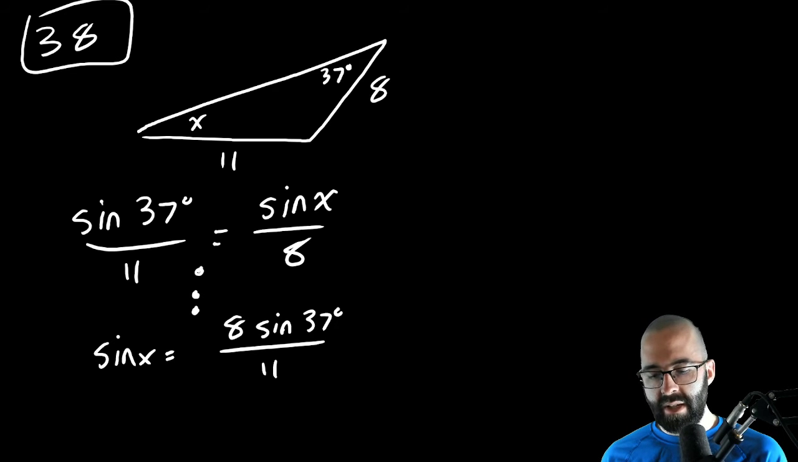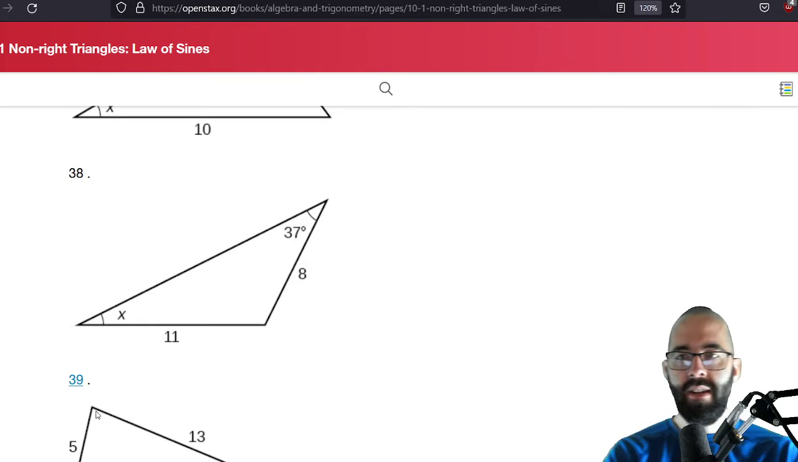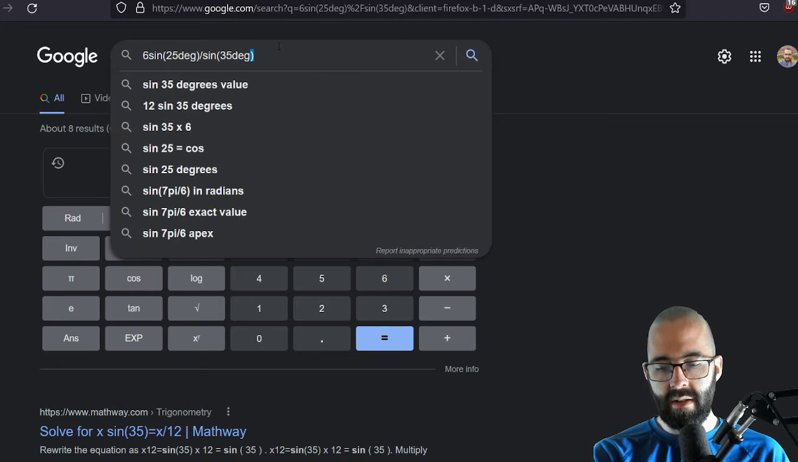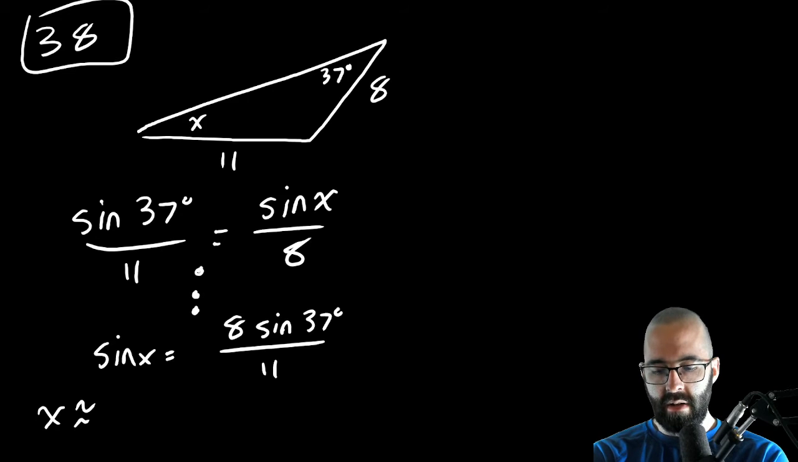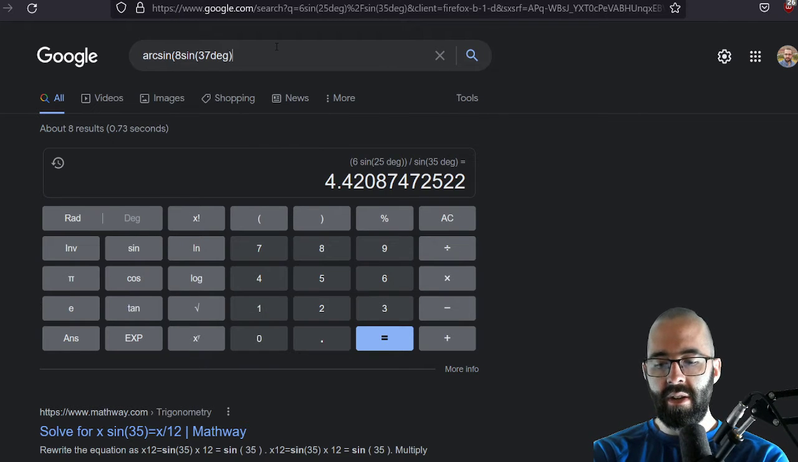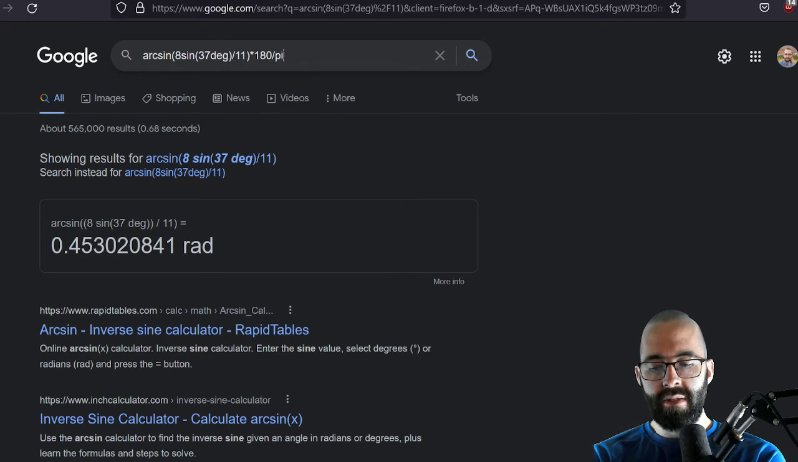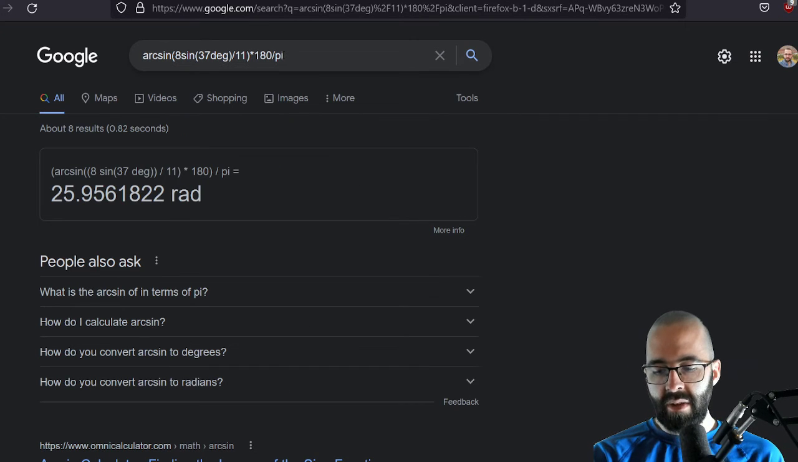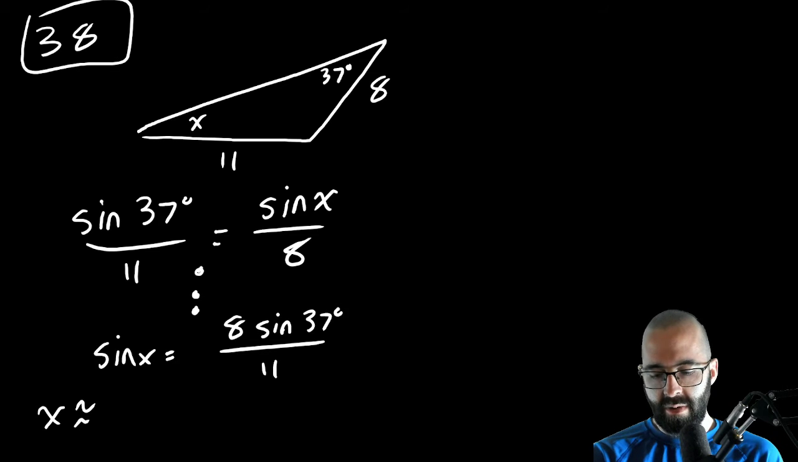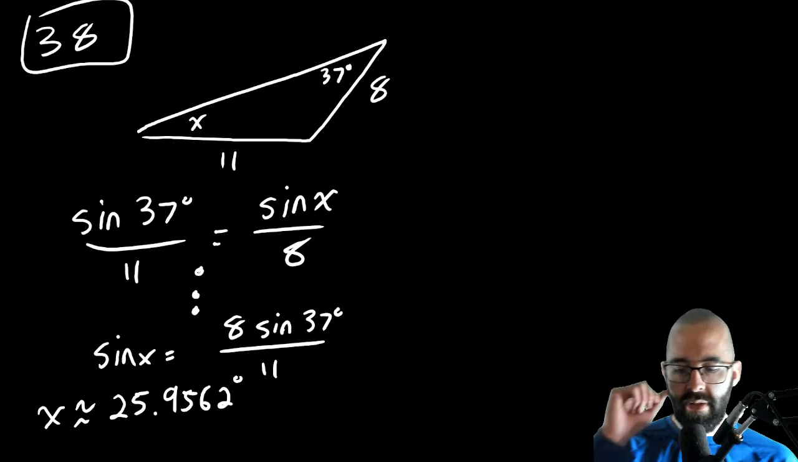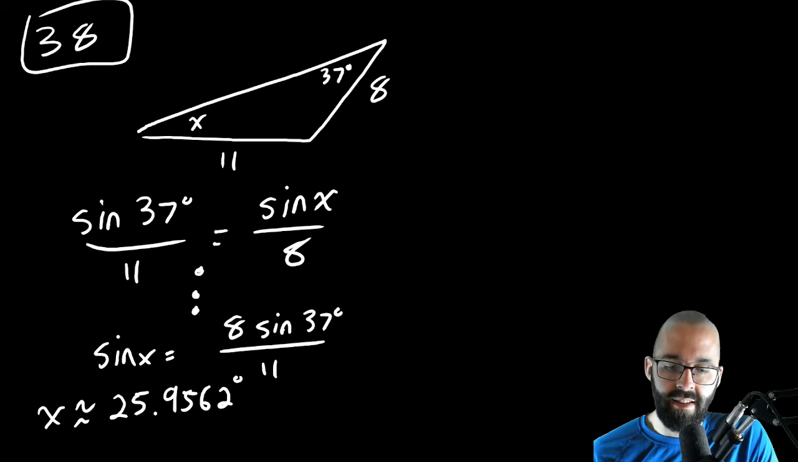We can evaluate this by taking the inverse sine. And there might be multiple. So x is going to be the inverse sine of that right-hand side. Eight times the sine of 37 degrees divided by 11. Like so. This gives us an answer in radians. We don't want radians. Convert this to degrees. 25.9562. That is x.